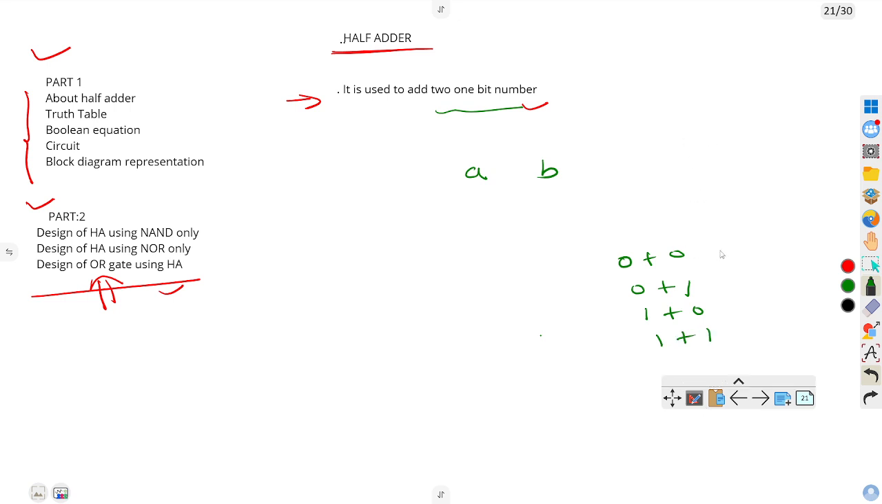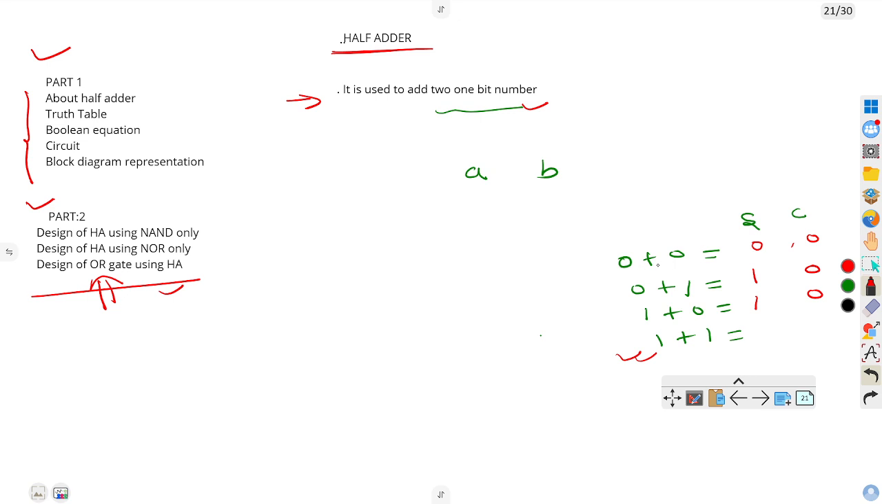If you add two binary numbers, there are two things: one is the sum and another is the carry. If you add 0 plus 0, sum is 0, and no carry, meaning 0. 0 plus 1, sum is 1, and the carry is 0. 1 plus 0, sum is 1, carry is 0. So this is the point: these three are the same.